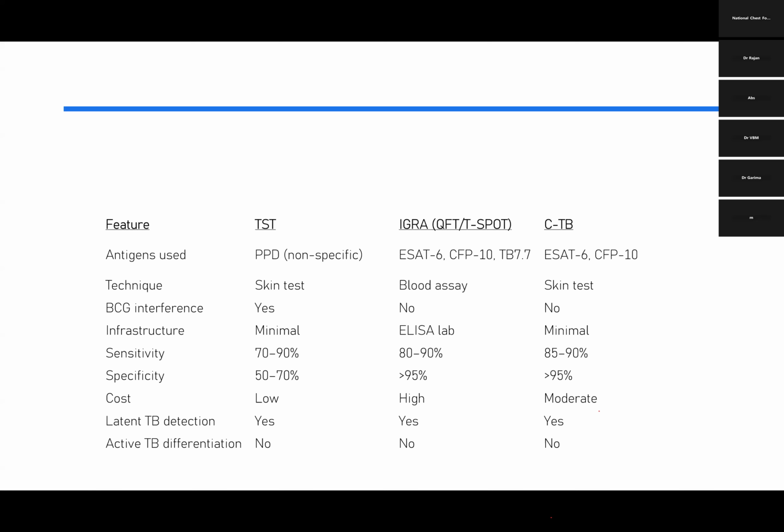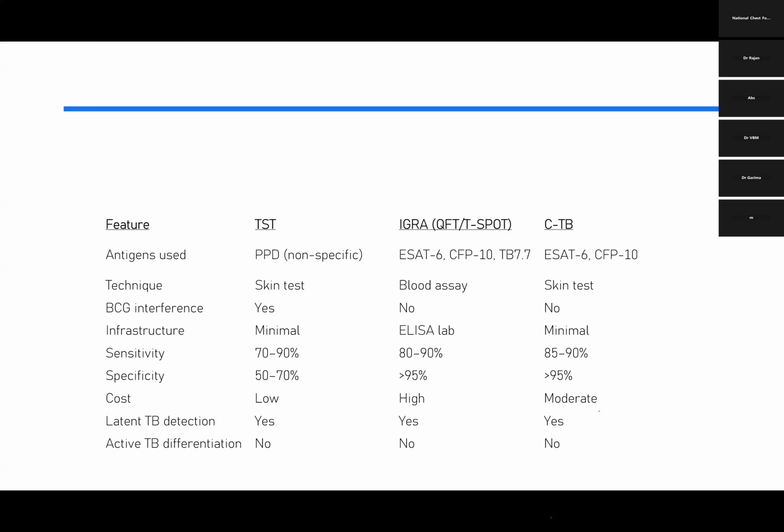BCG interference is there in TST, not there in IGRA, and not there in SCI-TB. Infrastructure requirement is minimal in TST and SCI-TB, while you require an ELISA lab in IGRA. Sensitivity is 70 to 90%, 80 to 90%, 85 to 90% respectively. Specificity is 50 to 70 in TST, more than 95 in SCI-TB and IGRA. Cost: TST is low cost, IGRA is highly expensive, and SCI-TB lies somewhere in between.